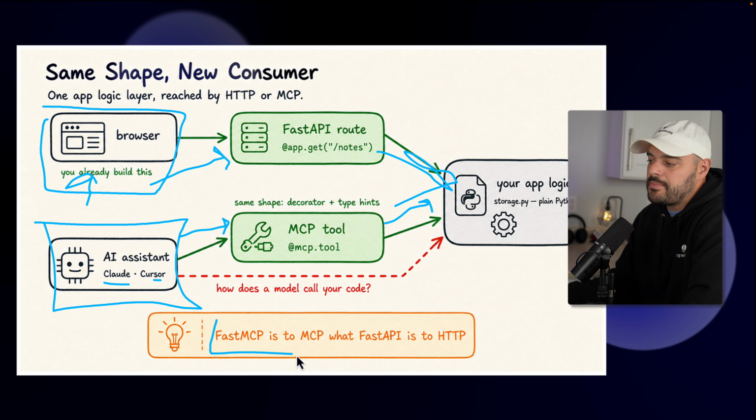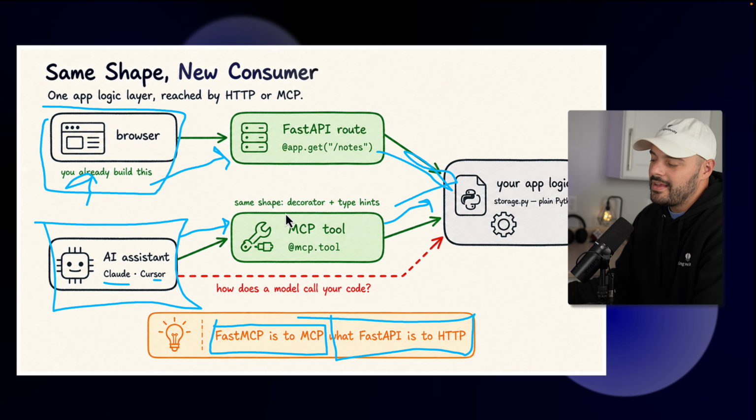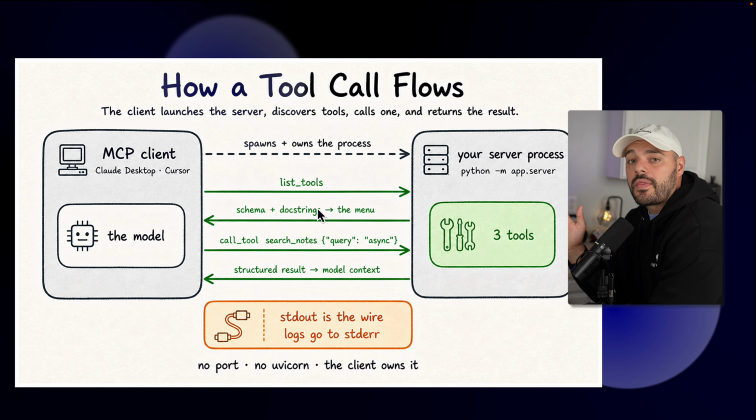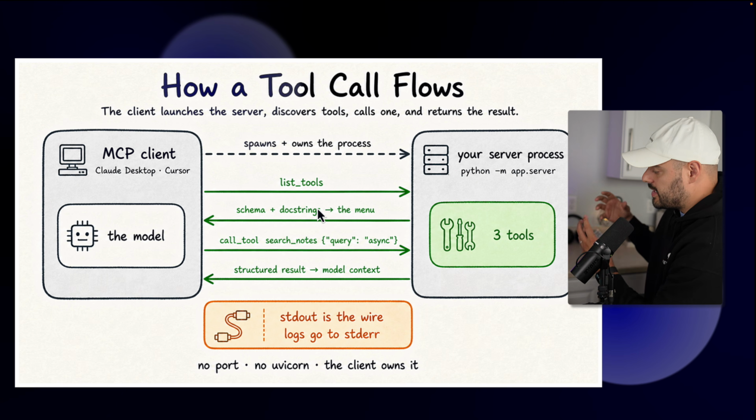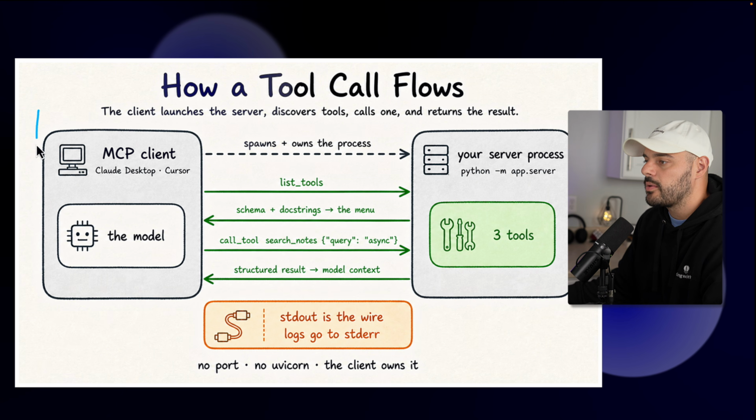So FastMCP is to MCP what FastAPI is to HTTP, right? And we're going to be building this layer. So we're going to run this a few different ways. We're going to have our demo client, which we created, but we're also going to have this MCP client. So I'm going to be doing this on Claude Desktop.